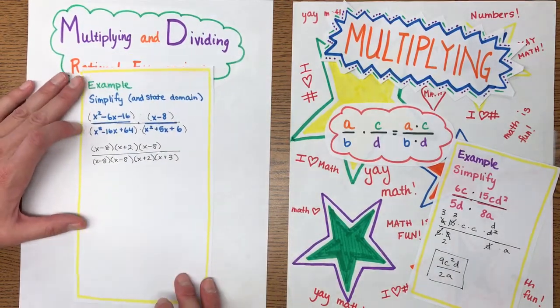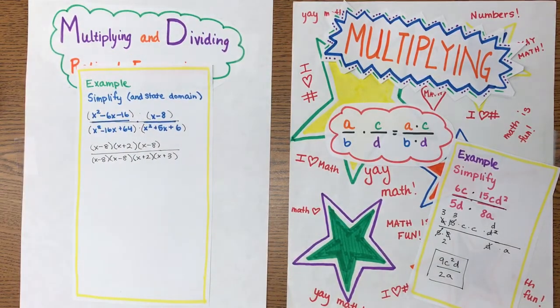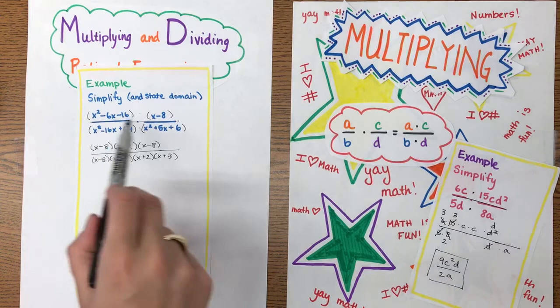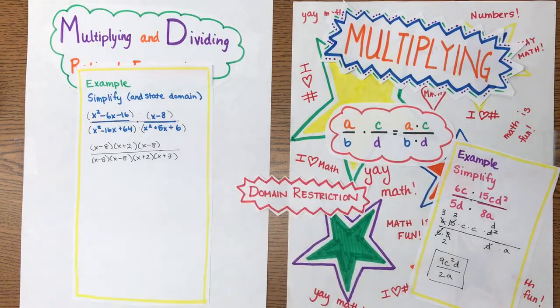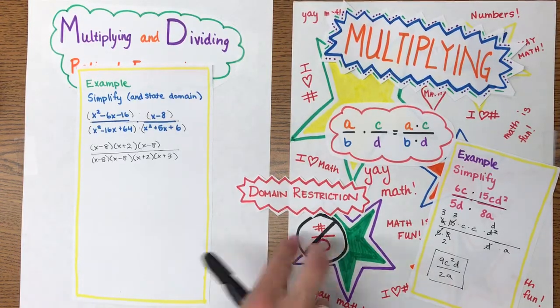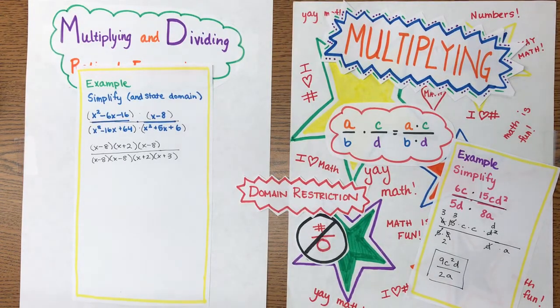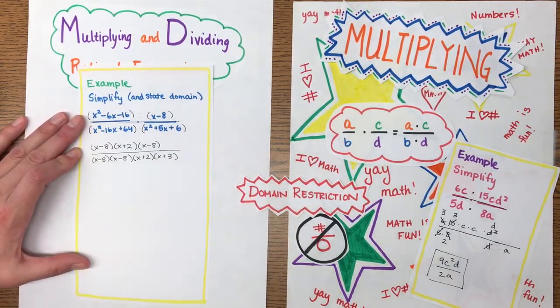At this point, I want to state the domain. I haven't changed the problem at all. All I've done is factor and turn this into one big multiplication. At any point in time, if I divide by 0, I have a domain restriction. So each of these cannot be equal to 0.